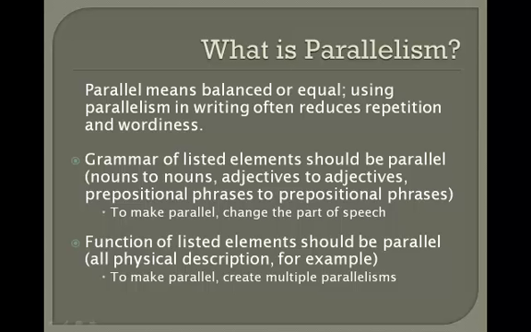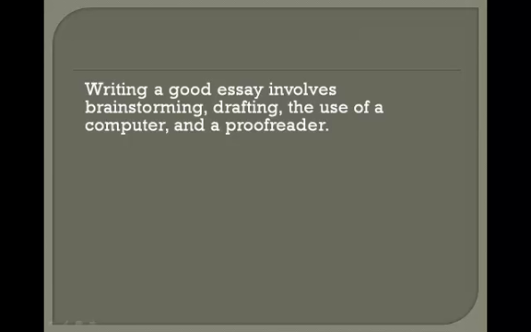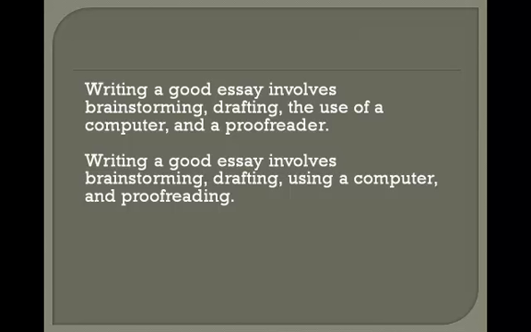So sometimes that means that the things in our list are actually functionally different, and what we want to do is separate them and make more than one list in that case. So let's look at a couple of examples. Here's a simple sentence with a couple of gerund verbs, brainstorming and drafting, and then a couple of things that don't match, the use of a computer and a proofreader. This one's pretty simple. We could just change everything to the same verb form there. Okay, writing a good essay involves brainstorming, drafting, using a computer, and proofreading.